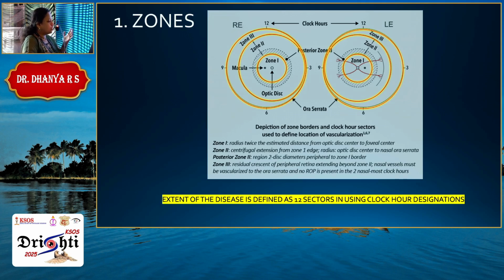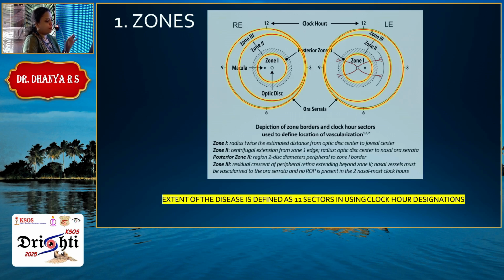And what is zone 1? That is a circle centered at the optic disc, not fovea, at the optic disc, with a radius twice the distance from the disc to the fovea. That is zone 1, the most important. Now zone 2 is a centrifugal extension from the edge of zone 1 up to the nasal ora serrata, and the remaining crescent which is present in the temporal half forms the zone 3.